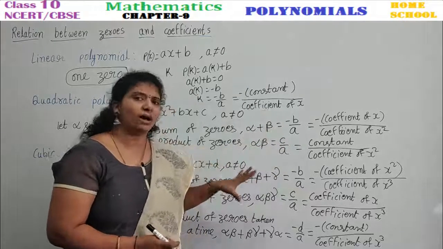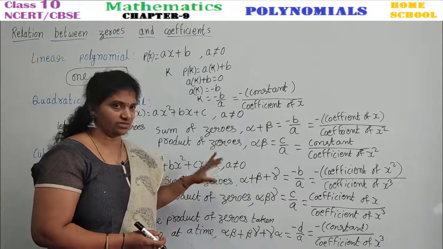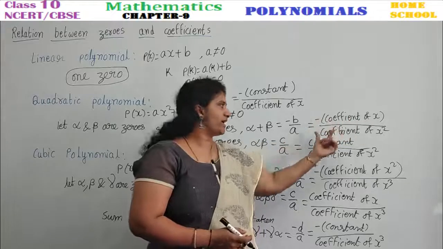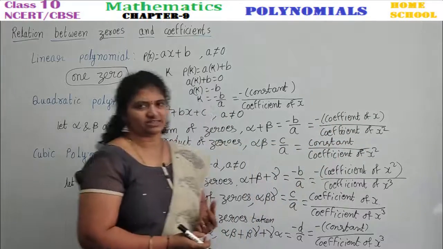These are all we are going to apply in problems. So we should have a minimum knowledge about this. Minus coefficient of x by coefficient of x square, constant by coefficient of x square.